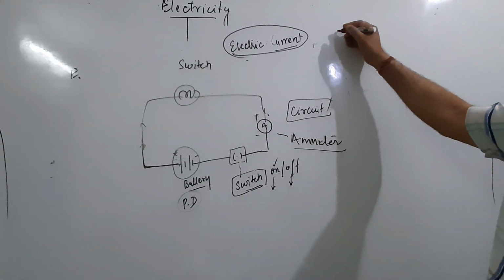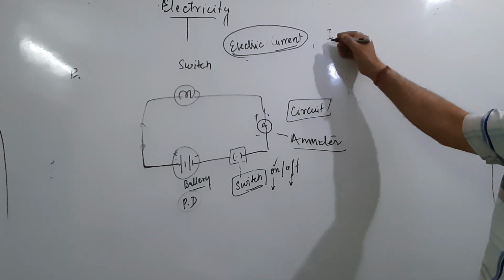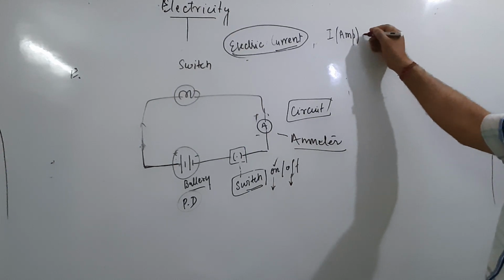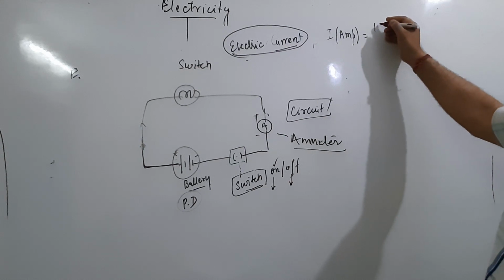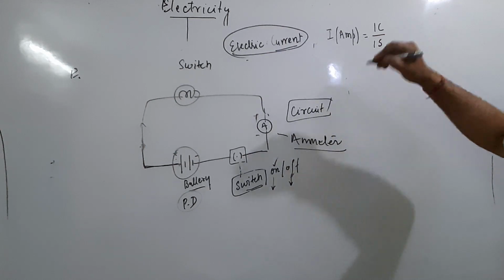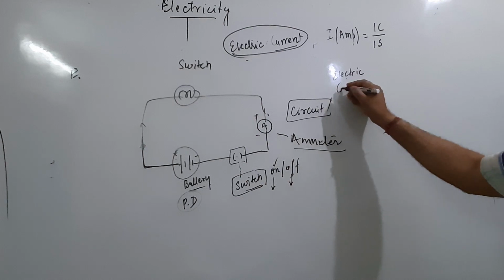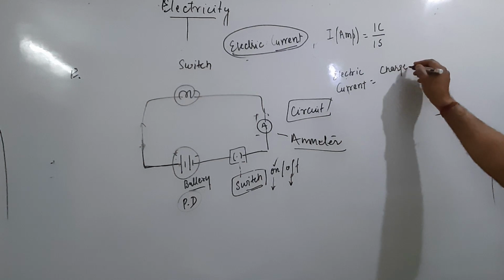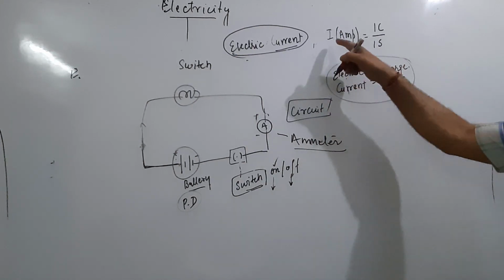Then what is the unit of current? The unit of current is ampere, which is represented by A. Current I, whose unit is ampere, is equal to charge, whose unit is coulomb, 1 C upon 1 t, where t means second. So electric current is equal to charge upon time taken. This was the definition.